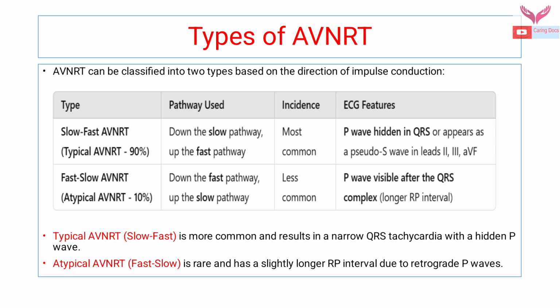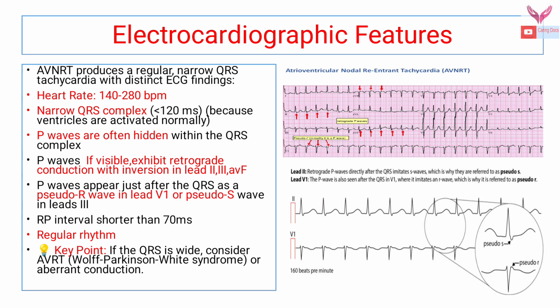The fast-slow AVNRT is atypical AVNRT. It is seen in 10% of the cases. Here we see down the fast pathway and up the slow pathway. It is less common. Here the P waves are visible after the QRS complexes, and we see a longer RP interval. So typical AVNRT, that is slow-fast, is more common and results in a narrow QRS tachycardia with hidden P waves. Atypical AVNRT is rare and has a slightly longer RP interval due to retrograde P waves.